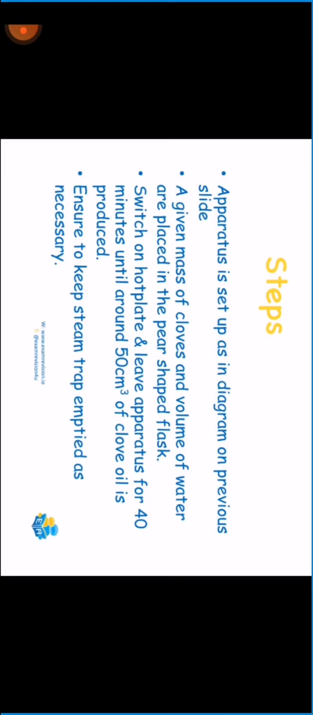So in our extraction of clove oil from cloves, we set up our apparatus as in the diagram on the previous slide. Then a given mass of cloves and a given volume of water are placed in a pear-shaped flask. The hot plate is switched on, and that allows steam to be generated, and the apparatus is just left for 40 minutes until around 50 cm³ of our clove oil emulsion is produced. And during this 40 minutes, it is important to ensure that the steam trap is kept empty.